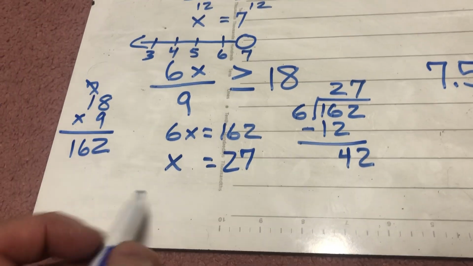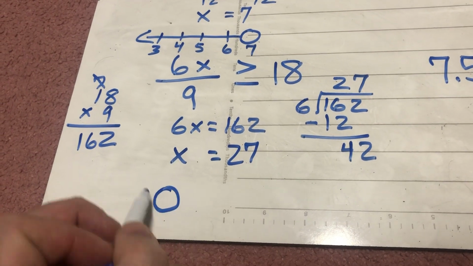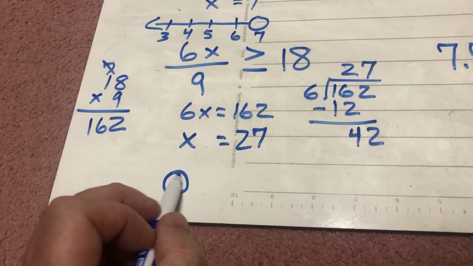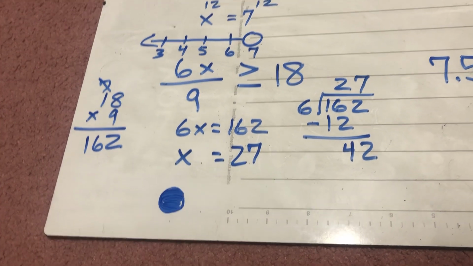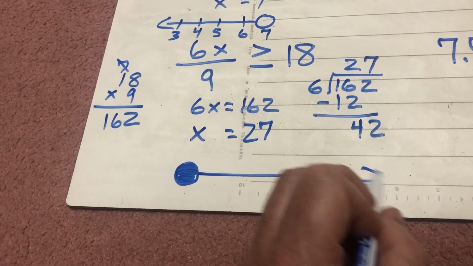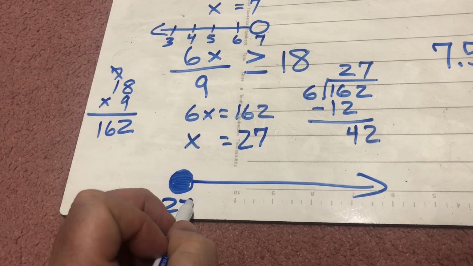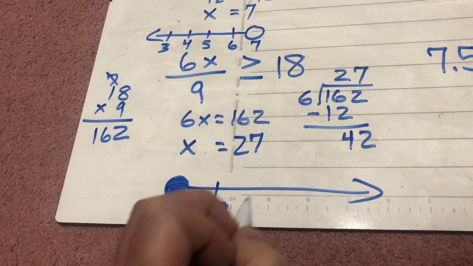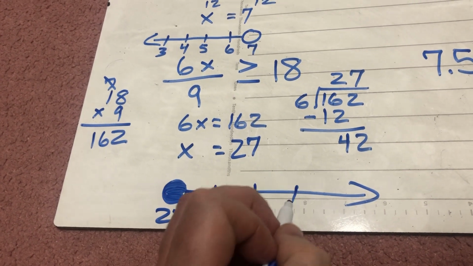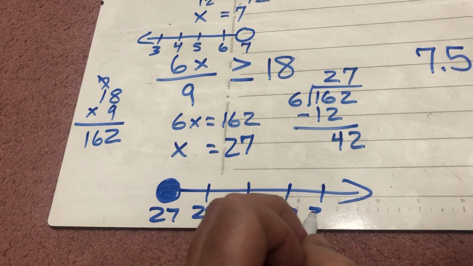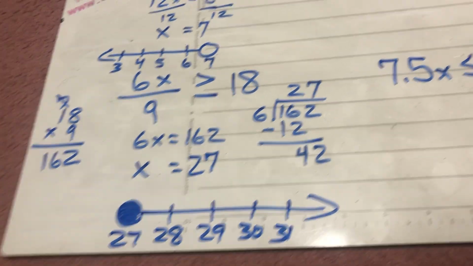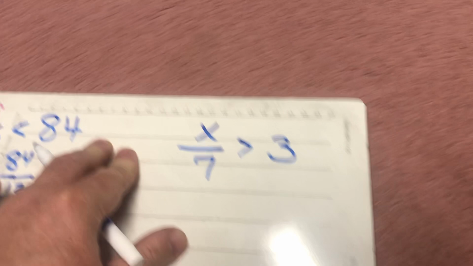So since it's on the bigger side, I know my number line is moving right, but it's greater than or equal to, so I know this needs to be shaded. And it's starting at 27. Then it's going to be 28, 29, 30, 31. All right, a couple more.